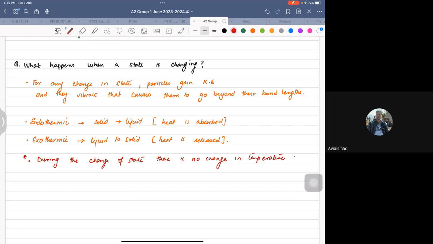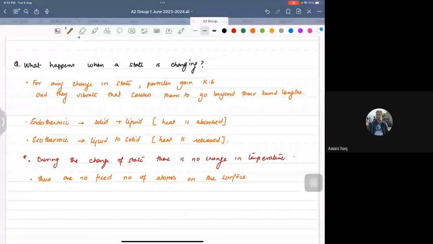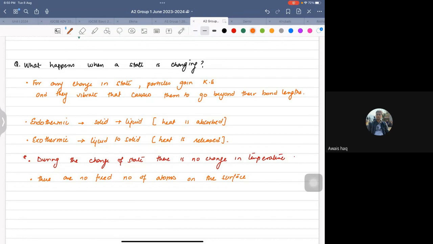And in any change in state, because solid is melting, the particles on the surface move. We need to understand that there is no fixed number of atoms on the surface. Like in liquid, they keep on moving. Gas, they keep on moving. Even solid, when it starts melting, they move. So you need to remember that their places won't be fixed on the surface. Within that material, they might have fixed places when it's changing state, but on the surface, it doesn't happen like that, right? So you need to remember that.